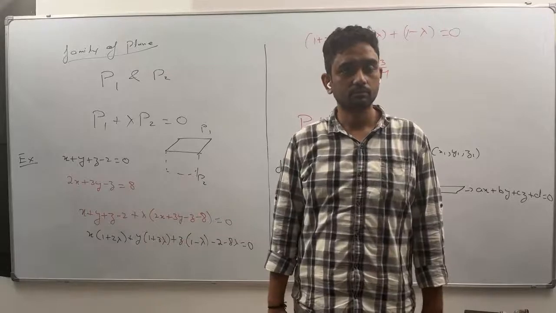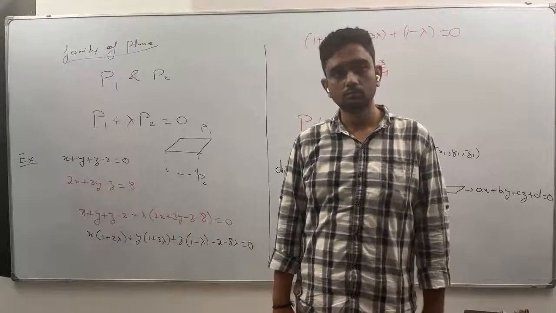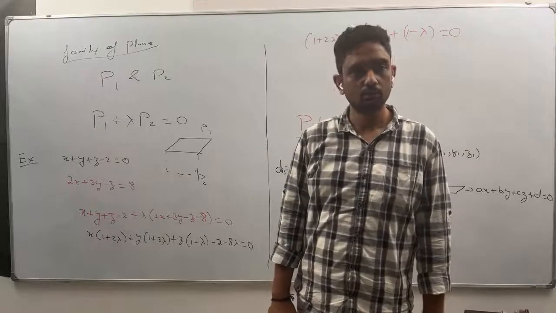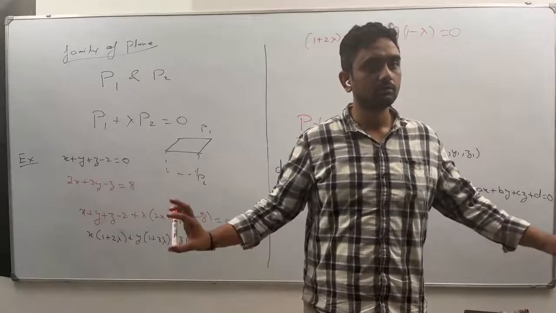So if they are perpendicular, we should take the normal dot product and find the lambda value. That's it. More than this won't come. And that's it. We are done.